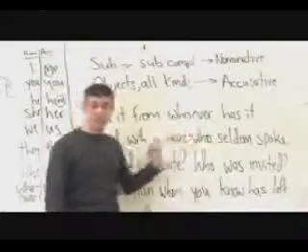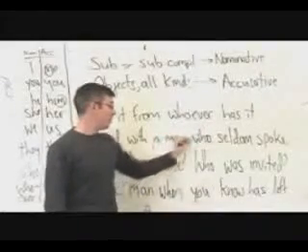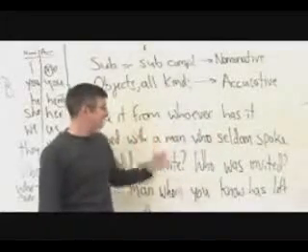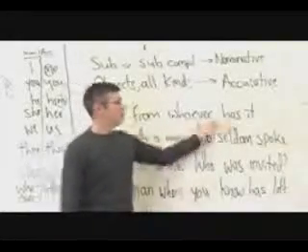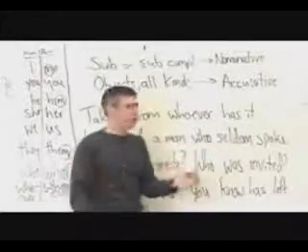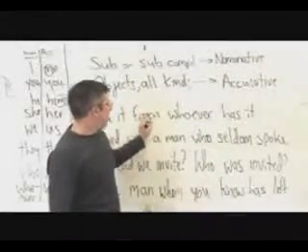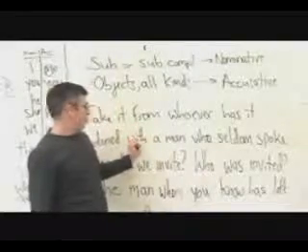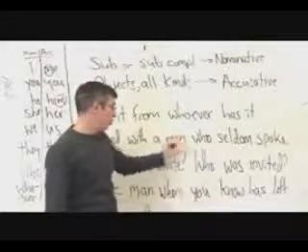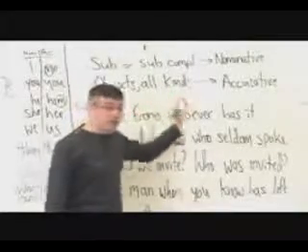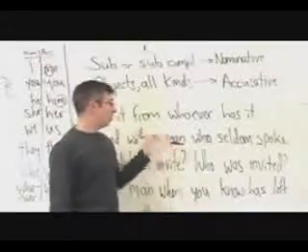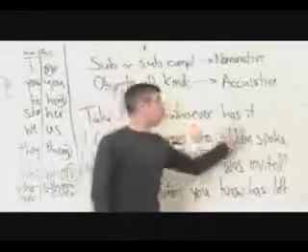In a man who seldom spoke, there is one key word, man. And everything else in the phrase modifies man. But whoever has it as a clause, there is no main word. So the object of with in that sentence is really this single word, man. But there is no single word that is the object of from. What's the object of from is this whole clause.